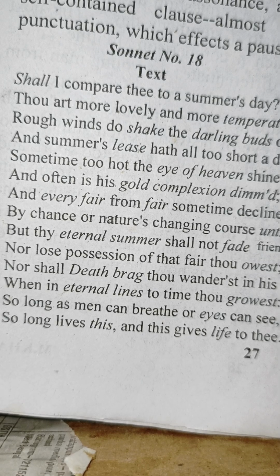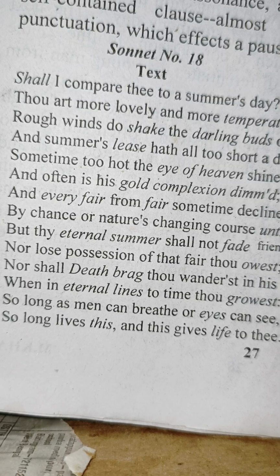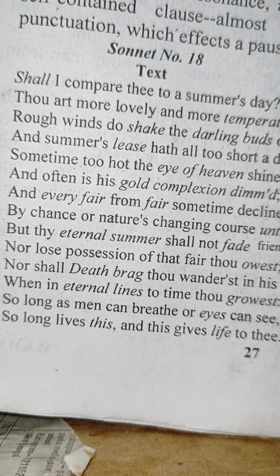Hello everyone. As I said earlier, I will take up "Shall I compare thee to a summer's day," sonnet number 18, and try to explain the poem line by line.